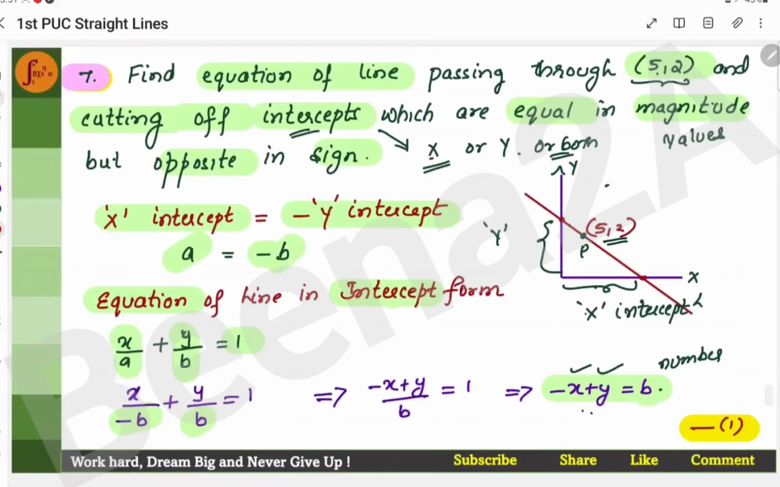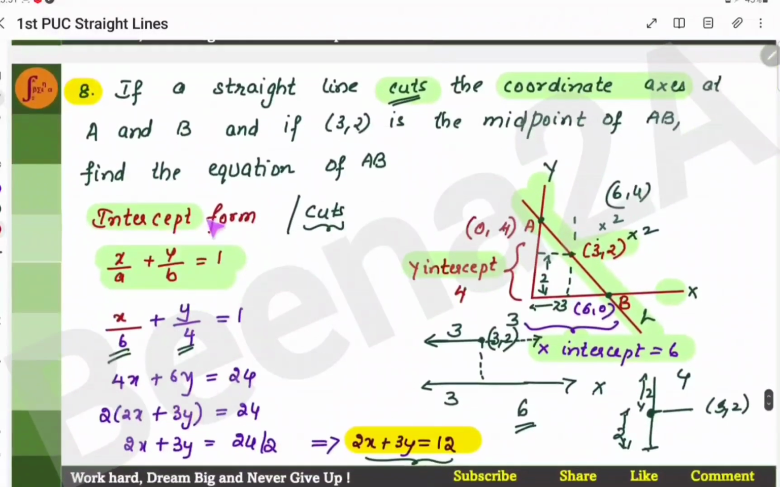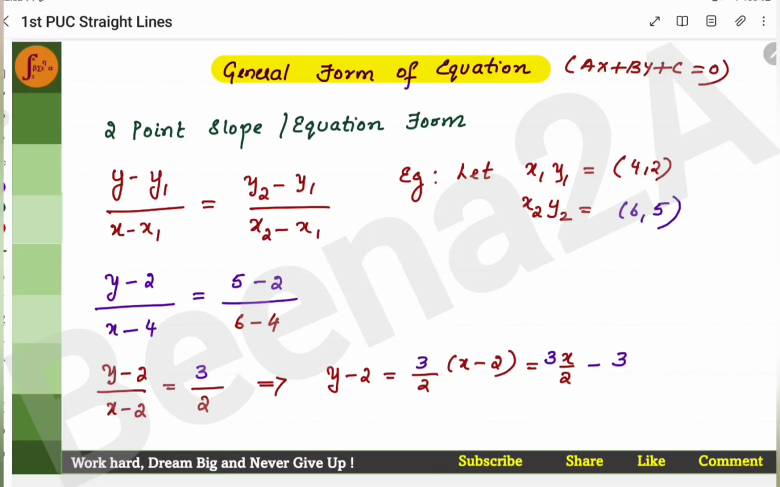So I've tried to explain all ratio related problems because it could be slightly confusing. That's why I've covered multiple ratio related problems. Now, let's go through another topic, which is nothing but the general form of equation.